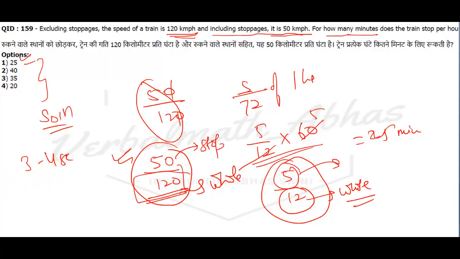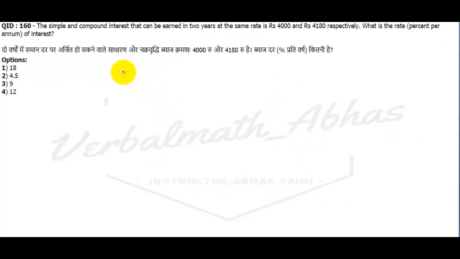Okay, the next question. The simple and compound interest that can be earned in 2 years at the same rate: simple interest is 4,000 and the compound interest is 4180. This is your compound interest. Then what is the rate?